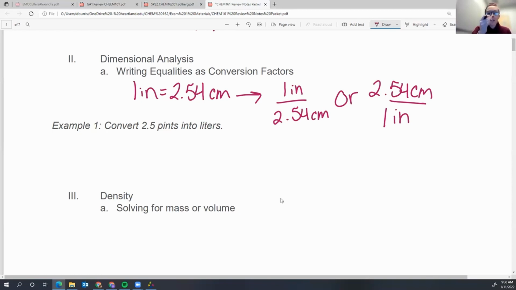Okay, so we're gonna have some example problems in here. What I highly recommend doing is pausing the video, trying the example yourself, and then checking your answer. Okay, and I will walk through how I did these. So example number 1, convert 2.5 pints into liters.